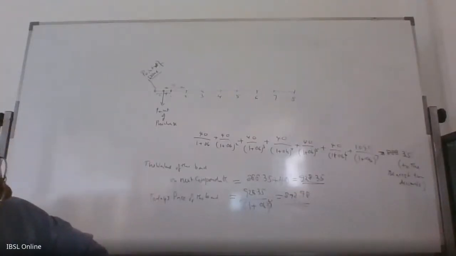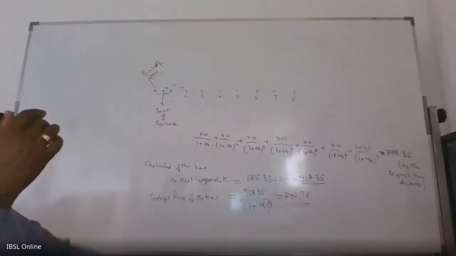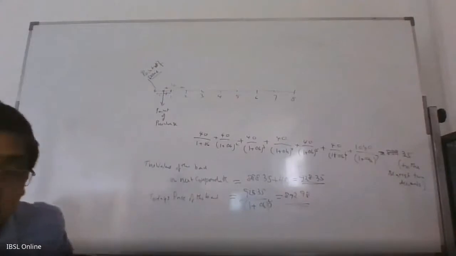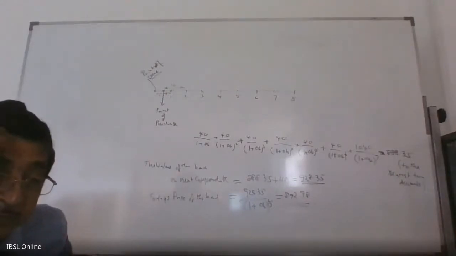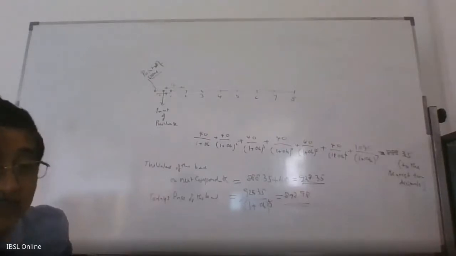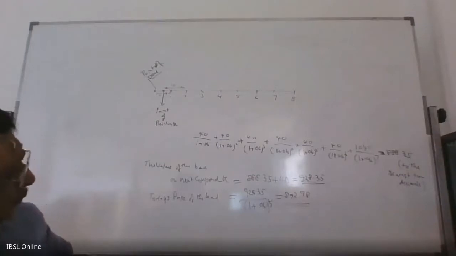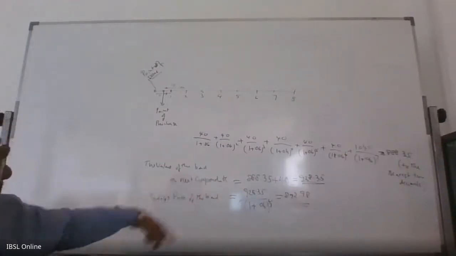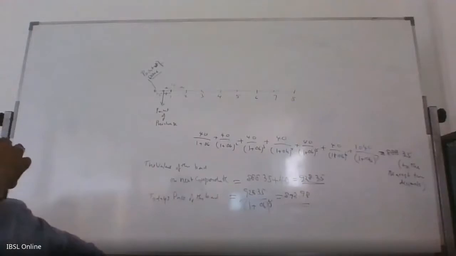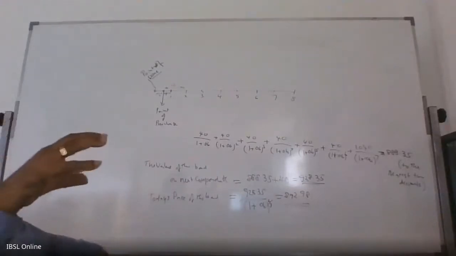So then what we need to do is, that is the value at 1, the next coupon payment date. But from that day onwards, there will be another payment on the basis of the bond, that is 40. So we just add that 40. Then altogether, the value would be 928.35.